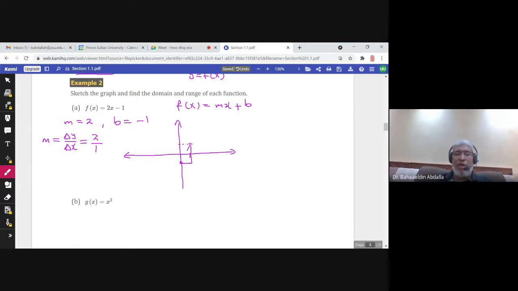So I can just connect them, and this is the graph. This would be the graph of the line y equals 2x minus 1. And the slope is 2 over 1. So this is the graph of the linear function.